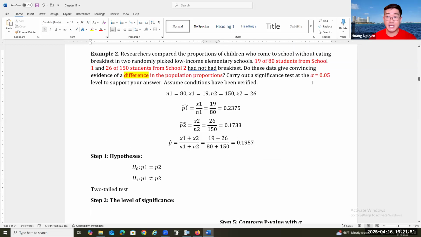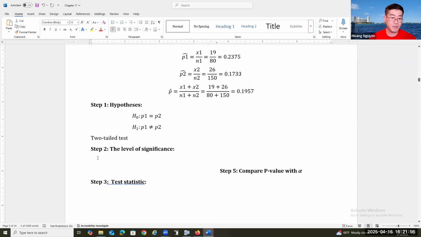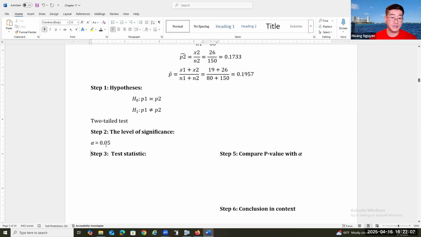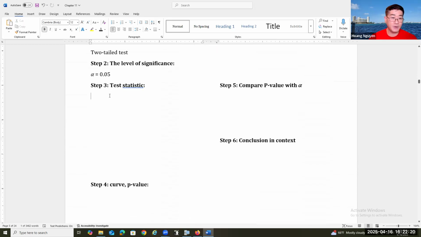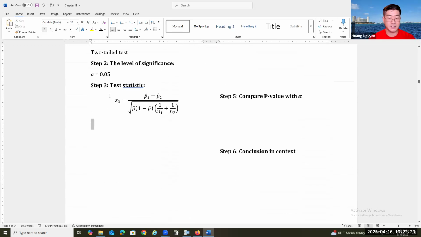Now step number 2, we select an alpha, right? So alpha is equal 5%. I'm just copying that alpha from the question. Now step number 3, we're going to calculate the test statistic. So let me copy the formula and then we're gonna plug in the values and use a calculator to see what the answer for the test statistic is.